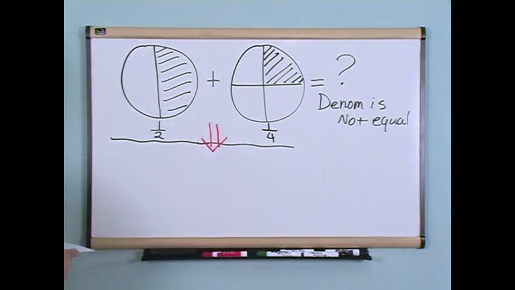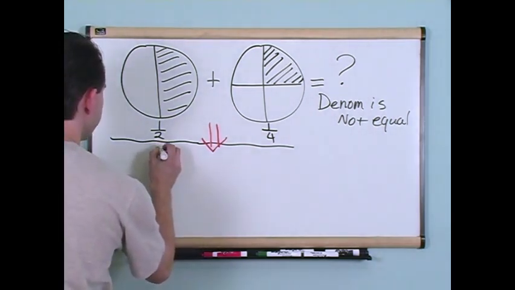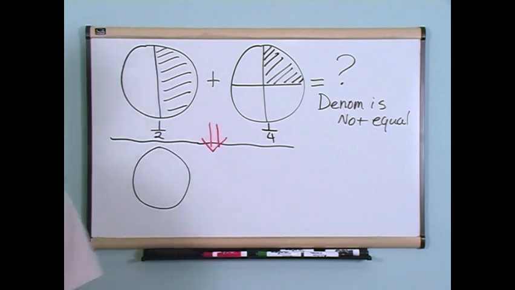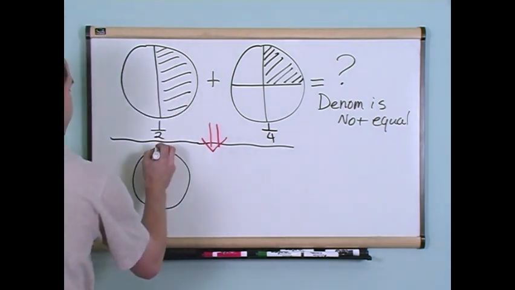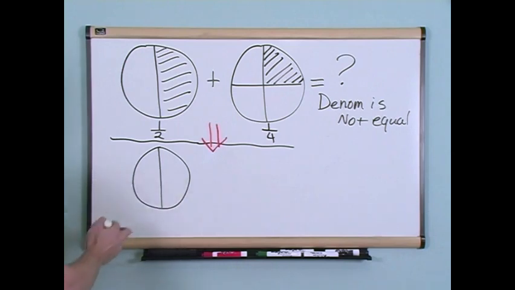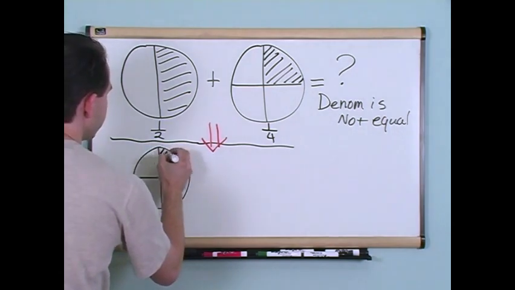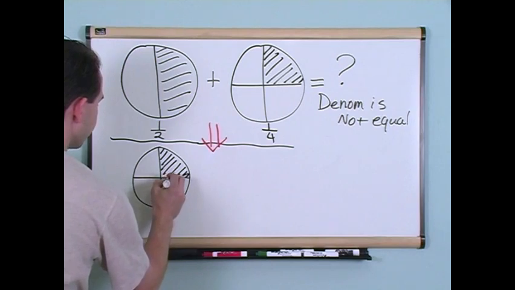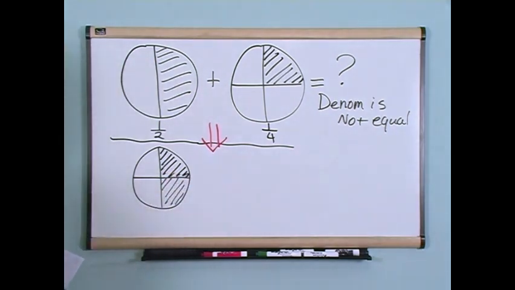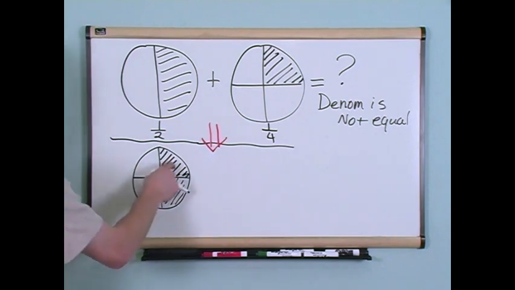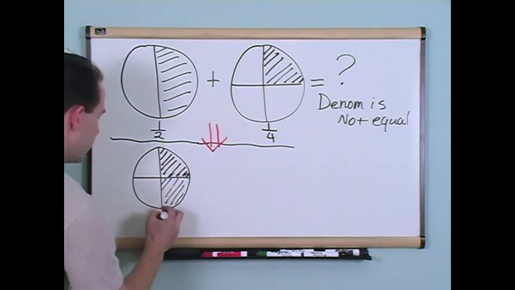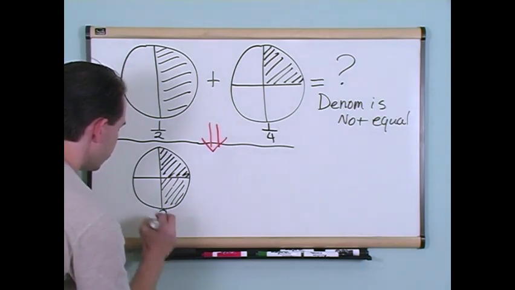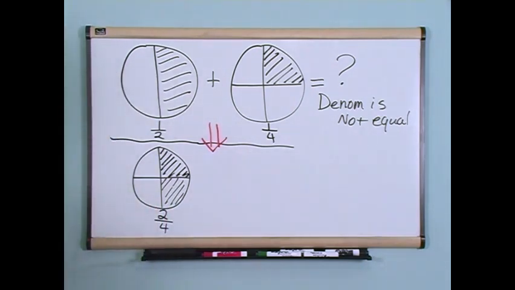Well, let's change this first fraction a little bit. Just stay with me. I promise you will understand this. This is half of a pie, and we all know that. We can cut it in half. But let's cut it into 4 pieces instead of 2 pieces. And then what if we took this piece away here and this piece away here? What would we have here? Well, we would have 2 pieces out of a possible 4 pieces.